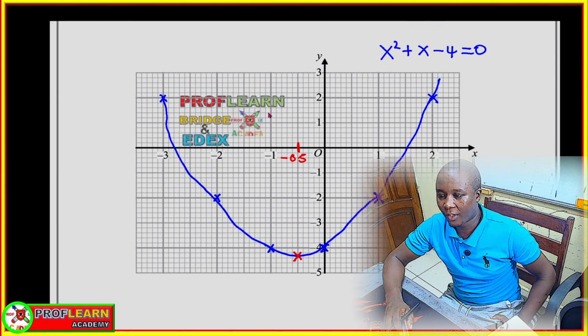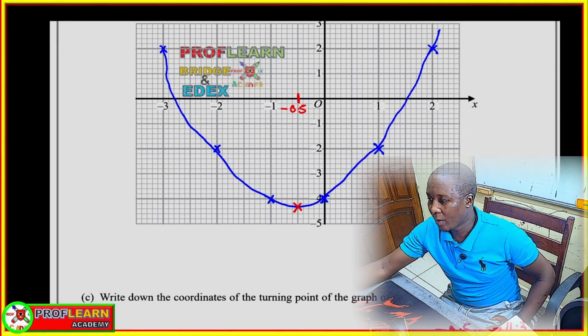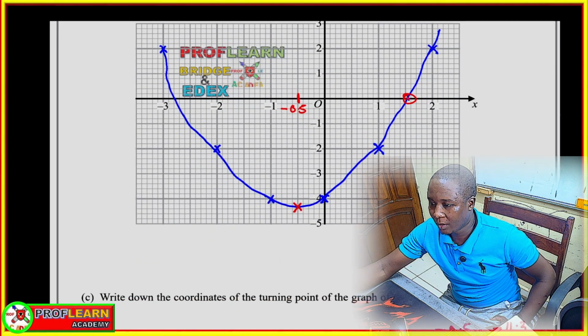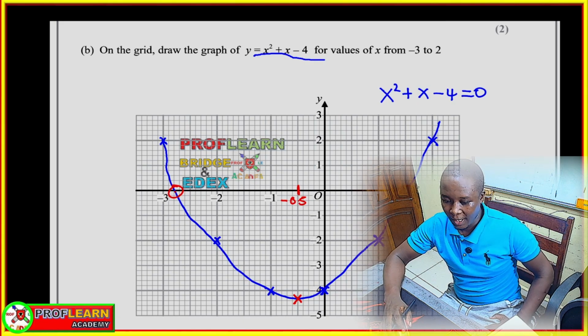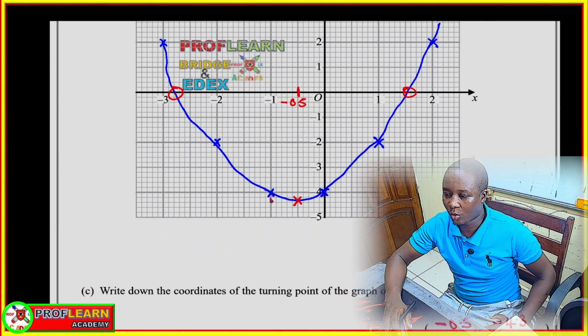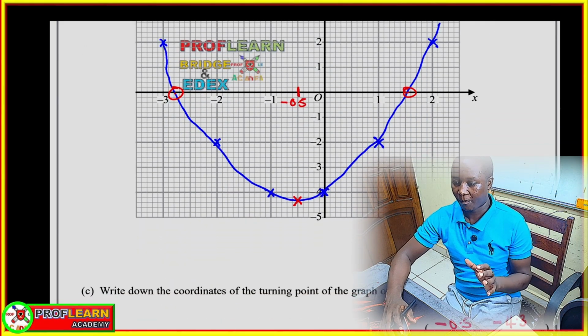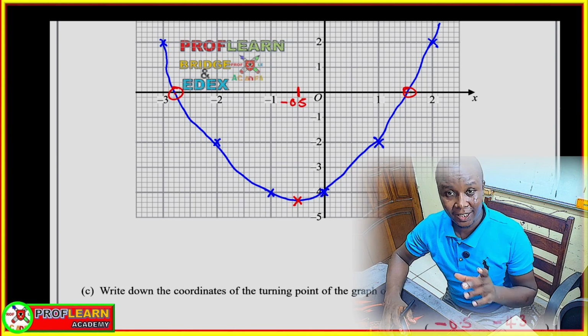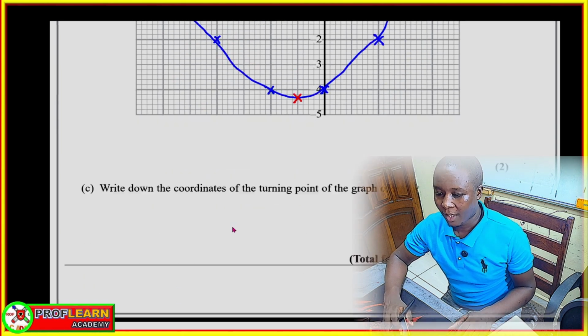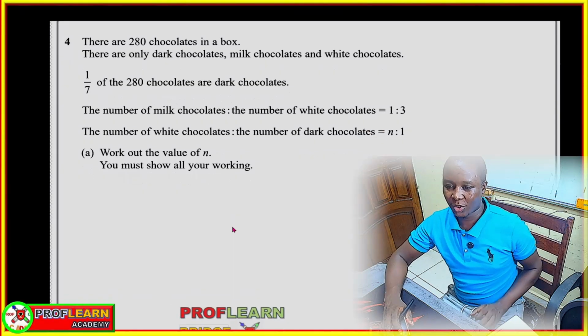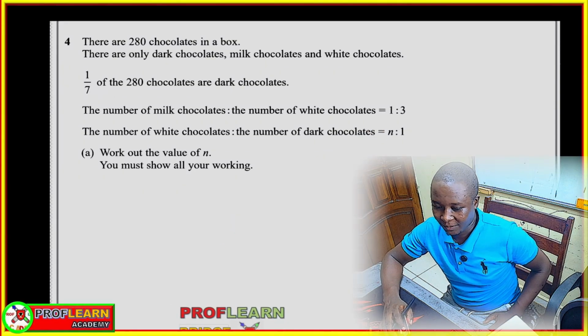So where do we have y equals 0? We have that at this point and this point. So if they're asking you to solve this, you are going to read the x values where the graph cuts the x-axis, and those are the points we have circled on that graph. If you are given a question like that, because you are a prof learner, feel free to answer those questions like that.